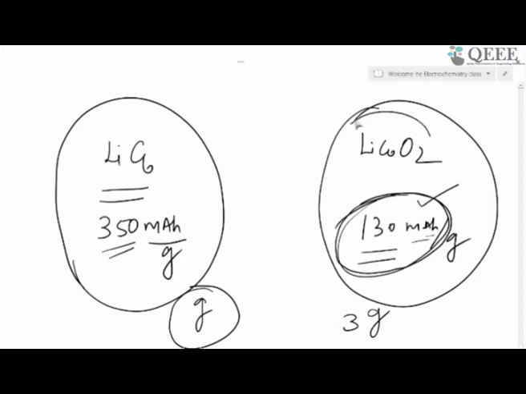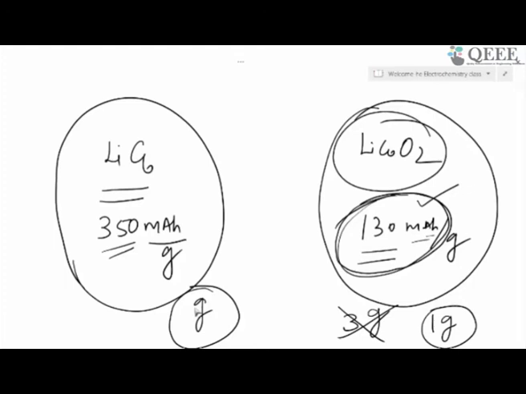Imagine if I find a material in place of LiCoO2 that also has a capacity of 350 milliampere hour per gram, then instead of 3 grams, I may require only 1 gram of that material. What is the advantage of this? The weight of the battery for a given capacity is reduced by 2 grams. That has a direct implication when you make a stack, because there are going to be several batteries, so it is going to add up to several kilograms.